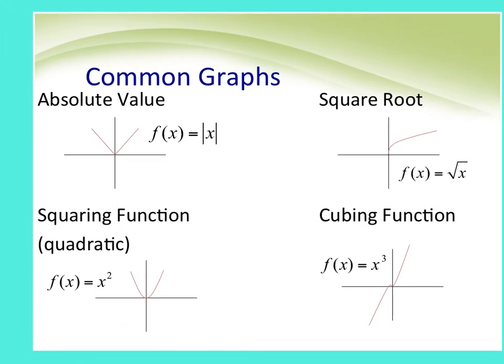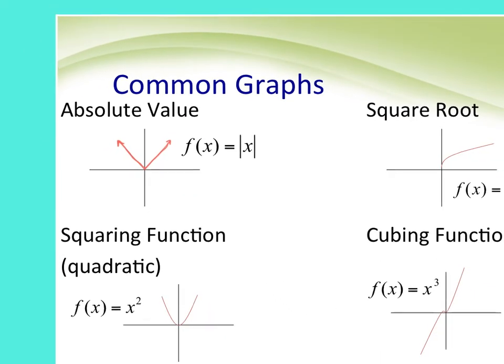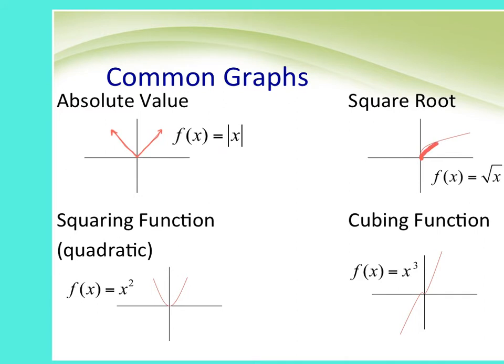Then we get to absolute values, square root, quadratic, and cubic. So these all have arrows at the end. An absolute value is a V, so it has a sharp change of directions. Square root function starts at 0, 0 and points up to the right. Quadratic is similar to the absolute value, except that it is more rounded near the 0, 0.